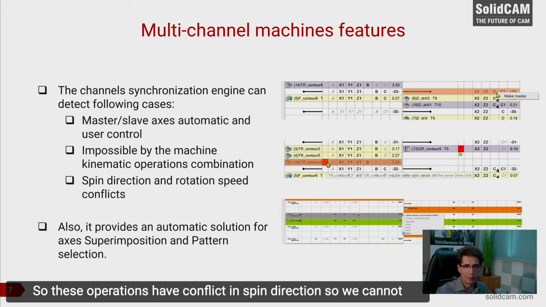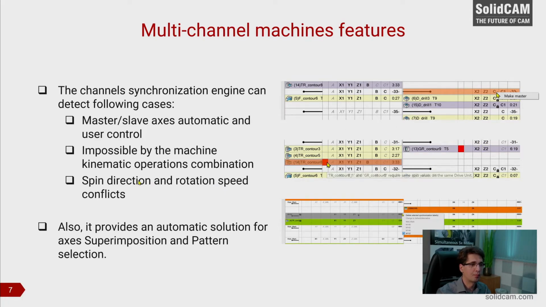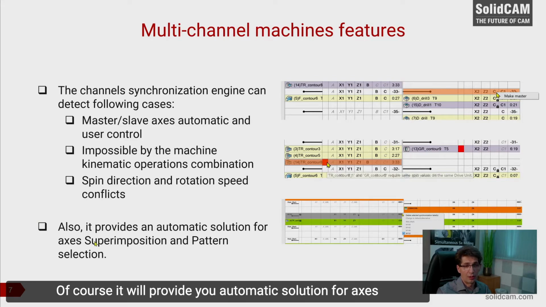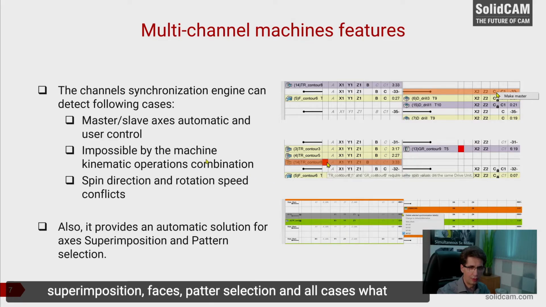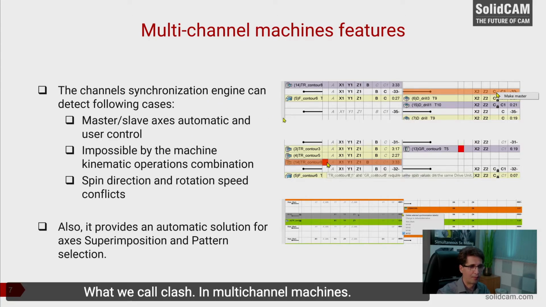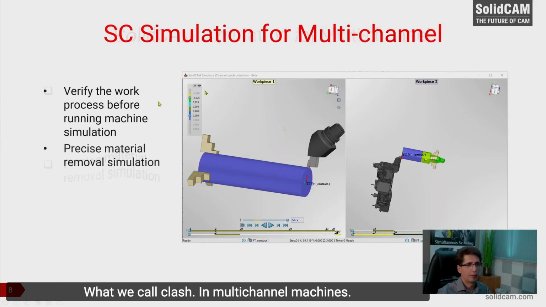These two operations have a conflict in the spin ratio, so we cannot execute them together in the same lane. Of course, it will provide you an automatic solution for axis superimposition cases, pattern selection, and all cases that you can meet in advanced mill turn. We will not go to the machine simulation or G-code without solving these problems, which we call clashes.